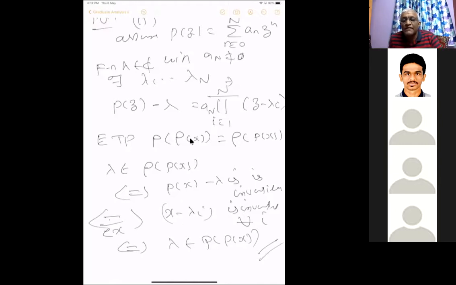Sir, can every non-empty compact subset of C be the spectrum of some element of a Banach algebra? Yeah, I think so. How do you come up with such an element whose spectrum is a given non-empty compact subset? Let's see in the end. You ask this question in the end. When we discuss the spectral theorem, we will talk about this question. You remember to ask this question. Okay, sir.